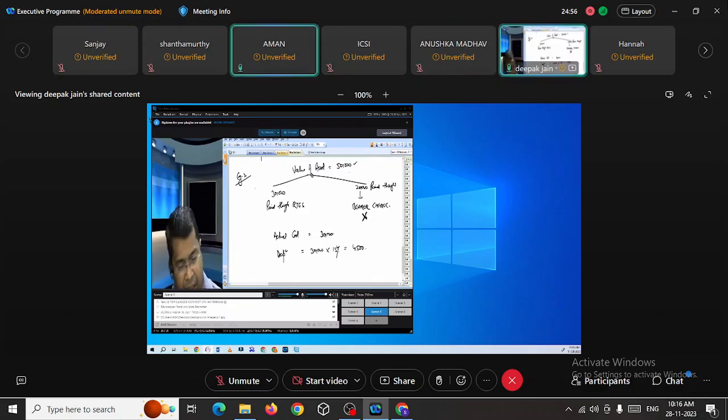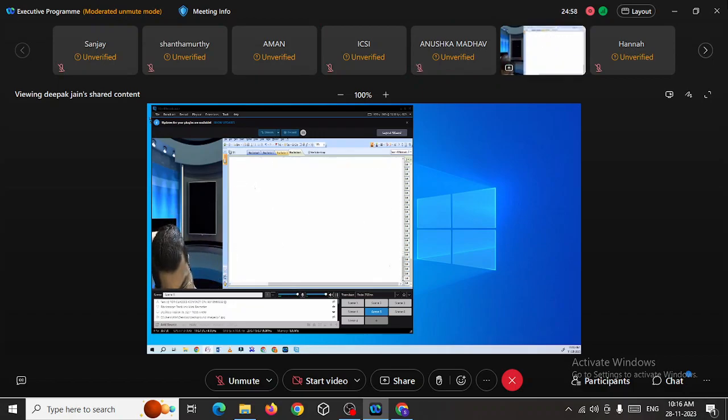Example 3. Let us say value of asset 50,000. 10,000 paid through cash, 40,000 through account payee check. Do let me know what should be the actual cost.